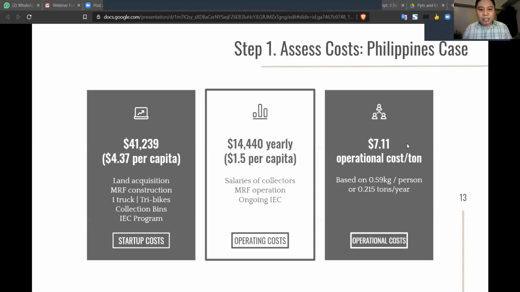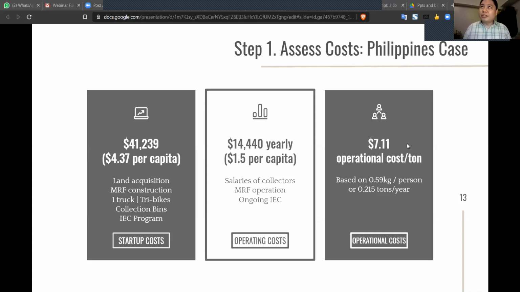For the operating costs, it spends around 14,000 US dollars per year, and that goes to the salaries of collectors, the operation of the MRFs, and of course the continuing education campaigns, not just for households but other waste generators. And if you were to compute it, that would be around $7 US dollars as operational cost per ton.